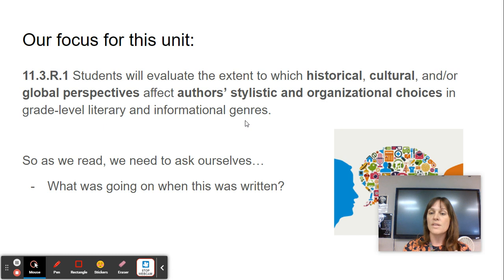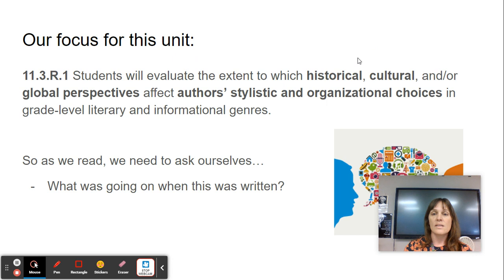I would not write the standard down, but I would listen to what I'm saying right now. Students will evaluate the extent to which historical, cultural, and or global perspectives affect authors' stylistic and organizational choices in grade level literary and informational genres. That's a mouthful, isn't it? That's a lot of words.